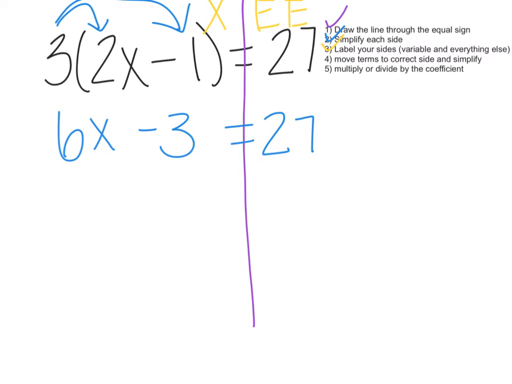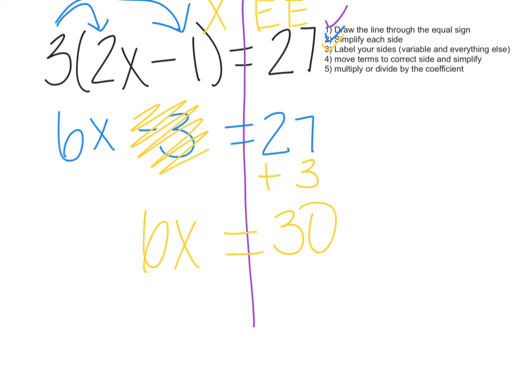Step 4 says that I need to move my terms to the correct side. This minus 3 here does not have an x, therefore it is on the wrong side. So I need to move it to the correct side, which in this case is the right side. When I move the minus 3, it's going to become a plus 3, and then it's gone. And I have 6x equals 27 plus 3 is 30. There's nothing else I need to move around because I have all my x's on the left and my numbers on the right. So step 4 is done.